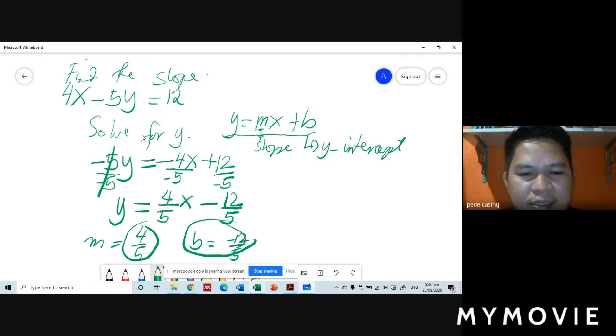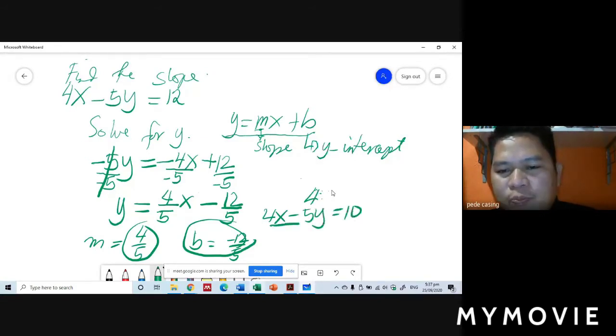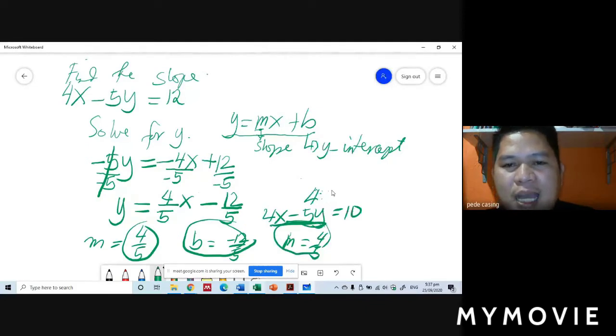Okay, so meaning, if the slope of another equation is 4/5, for example, another equation is 4x minus 5y equals 10. When you solve it, you also arrive at the slope m equals 4 over 5, meaning they are parallel. Again, the m of the first equation, m1, is equal to m2, that is parallel.